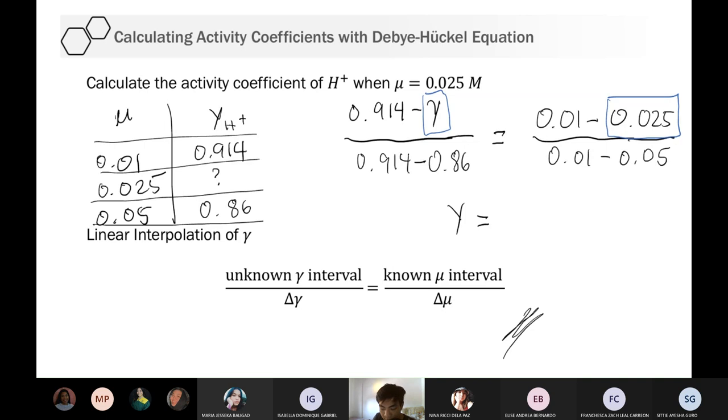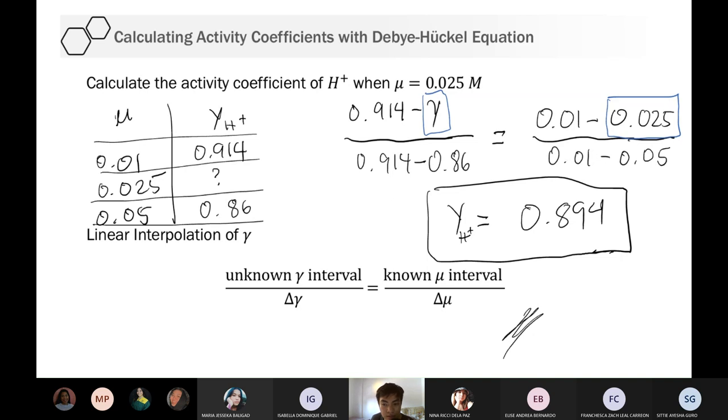Okay, so using shift solve and using linear interpolation, I was able to extract that gamma when mu is 0.025 is equal to 0.894 actually. So using linear interpolation, I was able to solve that gamma of hydronium ion, if mu is 0.025, is 0.894. So instead of me using the Debye-Hückel equation, nag-linear interpolation na lang ako. Pero if you want to be more sure, pwede kayo Debye-Hückel na lang. Okay? So that will be our discussion for today.